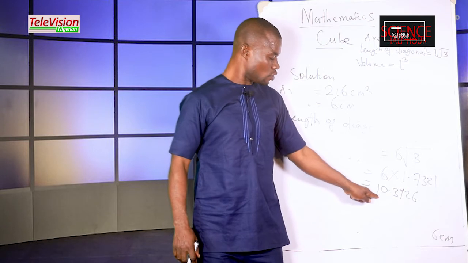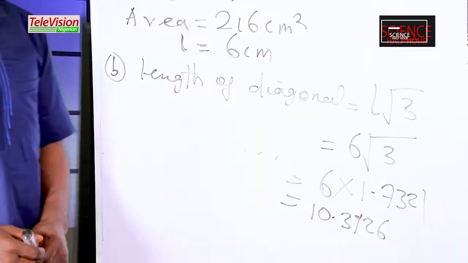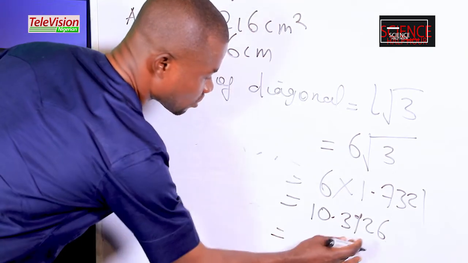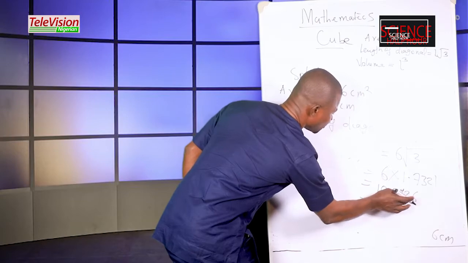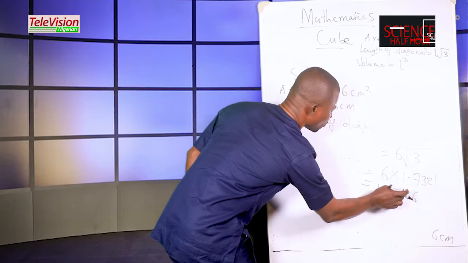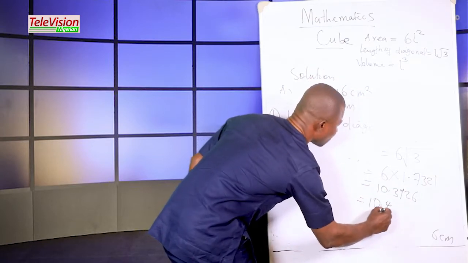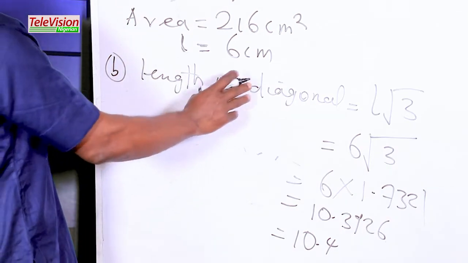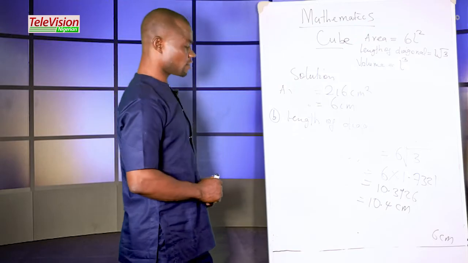We approximate to one decimal place. The 9 is rounded up, we call it 1, we put it, gives us 4. That gives us 10.4. And the unit of length of diagonal is cm. We solve for C.